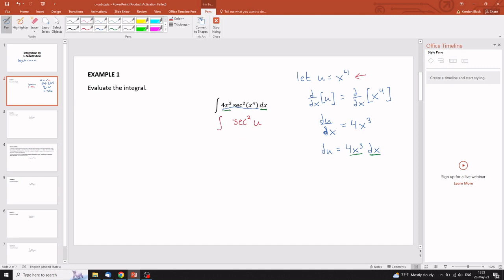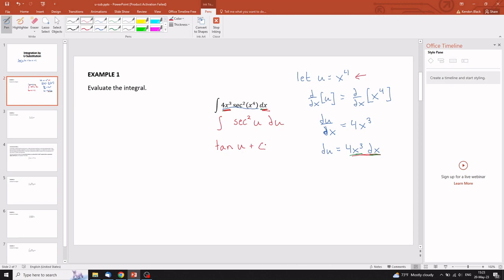Okay, so we have the integral of secant squared u and this 4x cubed dx together, they become just du. So now we have the integral of secant squared u du, and this is a known derivative of tangent, so the antiderivative will be tangent. We just saw that in the previous example. We saw it in the table. So this is going to evaluate to tangent of u plus c.